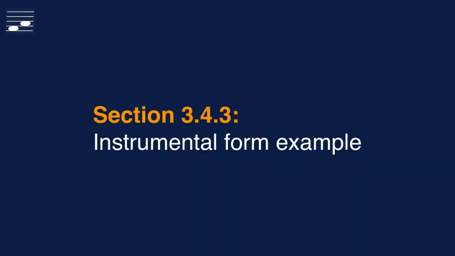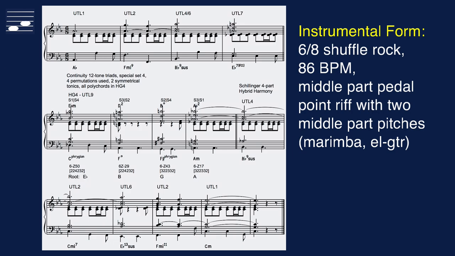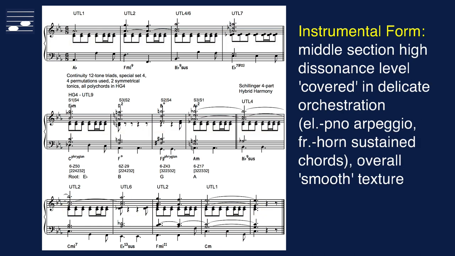The instrumental form overlay for this continuity yields a shuffle rock rhythm in 6/8 time signature at 86 beats per minute. There is a shuffle pedal point for marimba and plucked electric guitar that uses two pitches from the middle parts. With delicate orchestration, I want to prove how the highly dissonant atonal middle section can be integrated into the tonal surroundings. You'll hear electric piano arpeggio patterns in the upper layer and sustained French horns in the lower layer, while the rhythm section continues the shuffle mood.